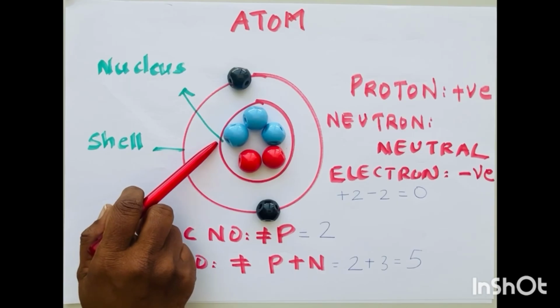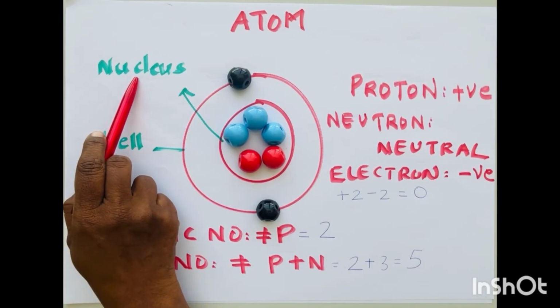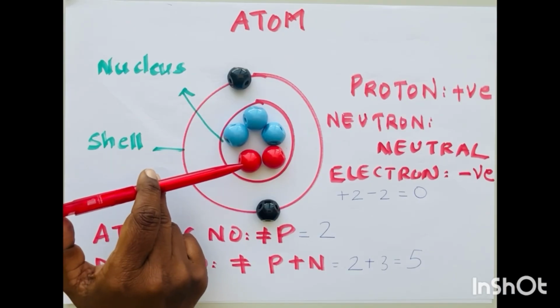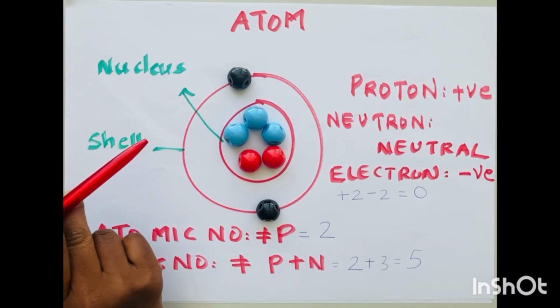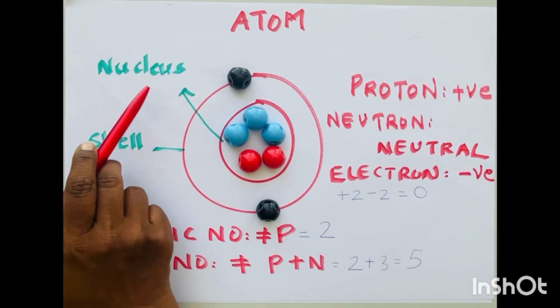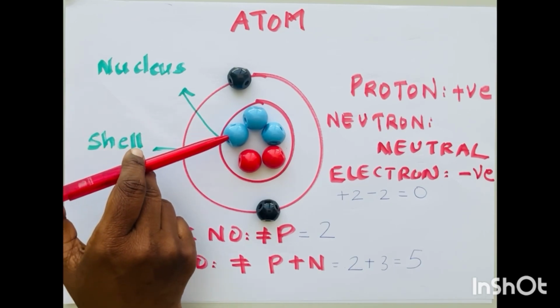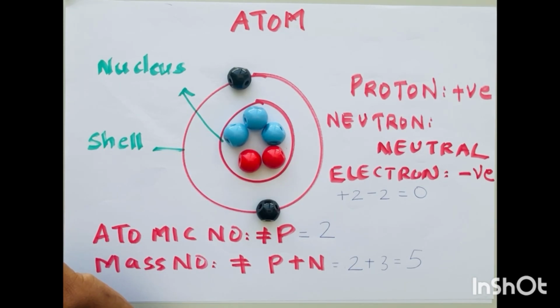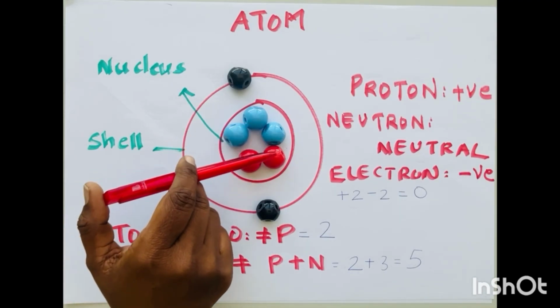The center of the atom is called the nucleus. The two particles, protons and neutrons, are situated inside the nucleus. As they are inside the nucleus, they are also known as nucleons.